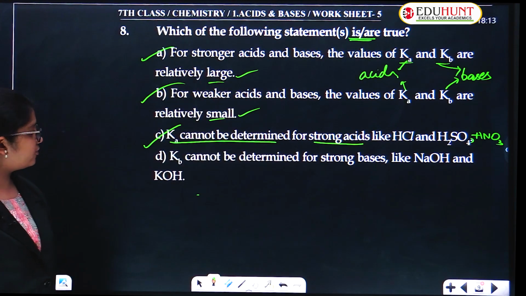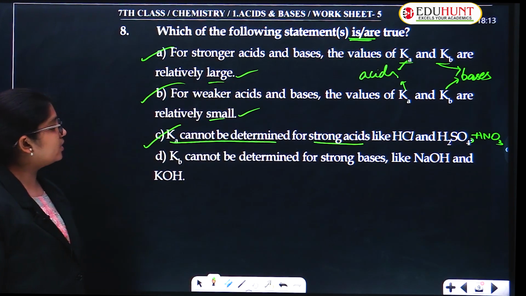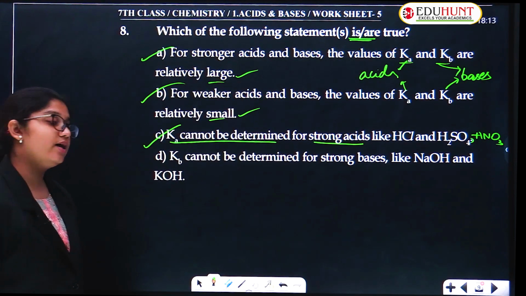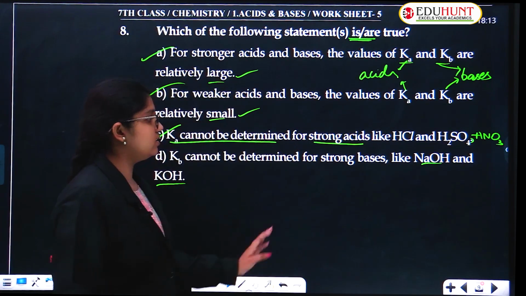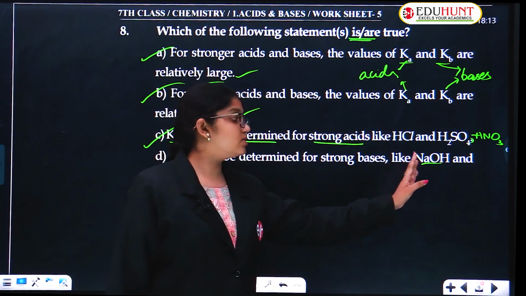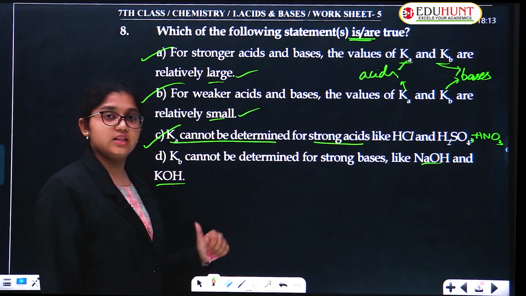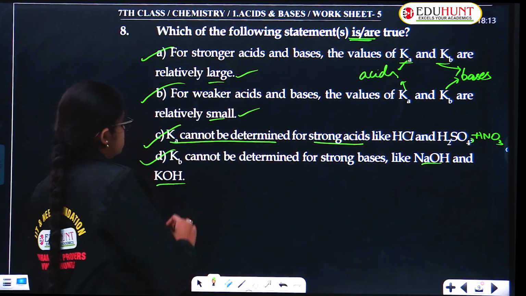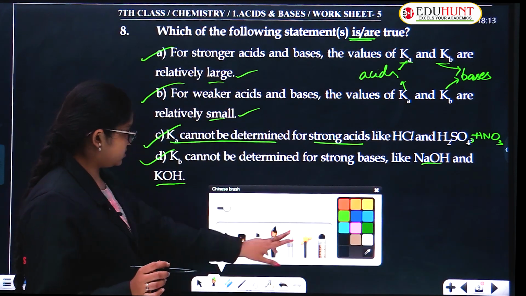Now option D. Kb cannot be determined for strong bases like NaOH and KOH, sodium hydroxide and potassium hydroxide. So these two are also exceptions regarding the bases. So we have all the 4 correct options.